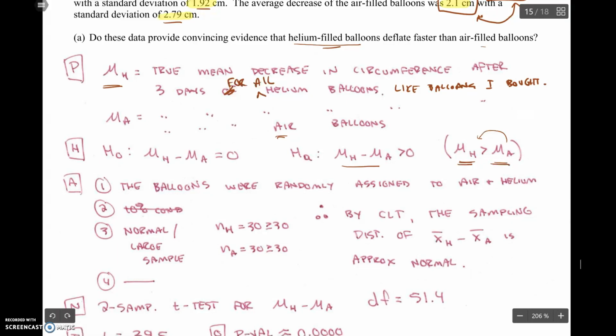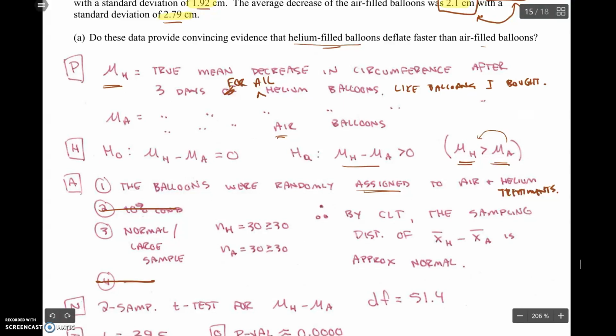Conditions, number 1: the balloons were randomly assigned to the air and helium treatments. Don't say random sampling, it will be wrong. And yeah, just gotta be careful with your wording. 10% condition, don't do it. Independent samples, don't do it. This is an experiment. Normal large sample.